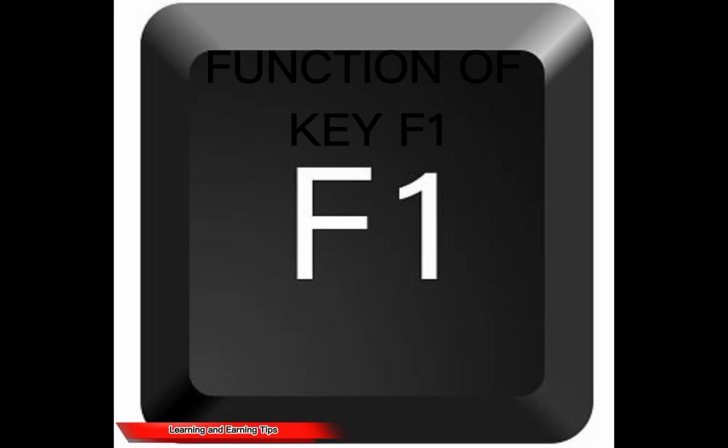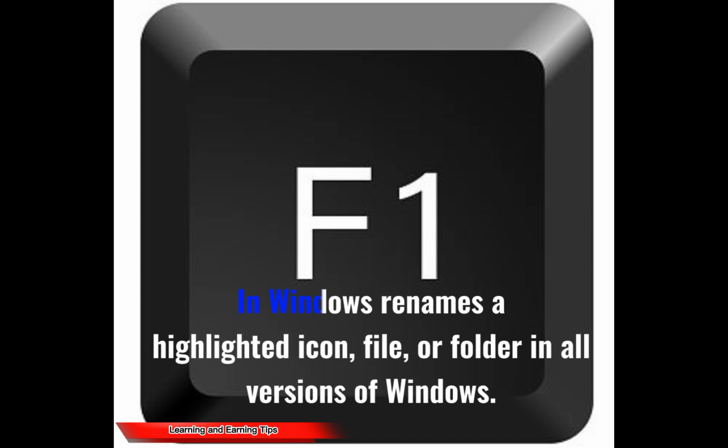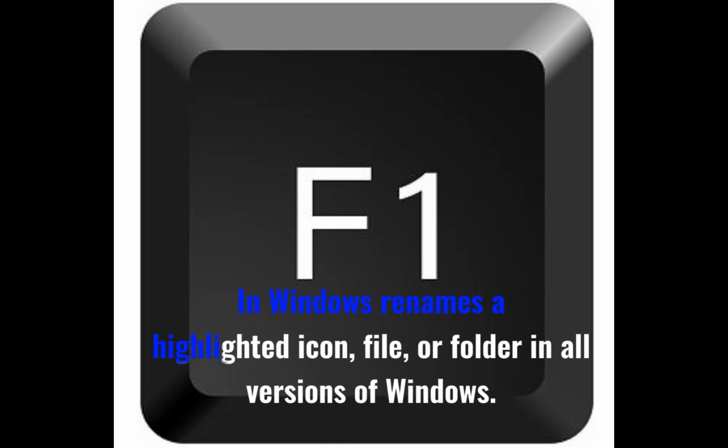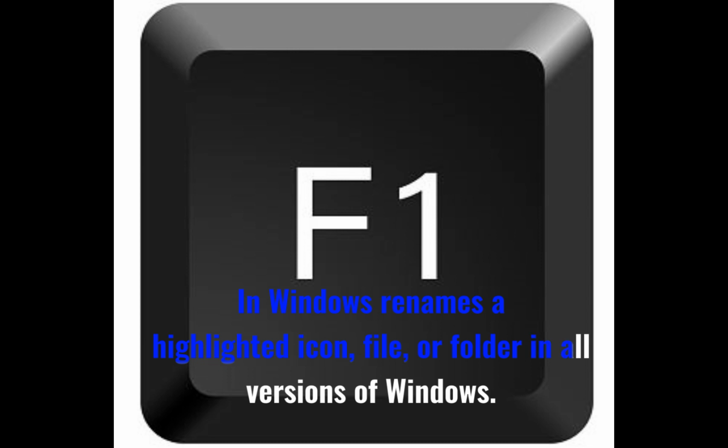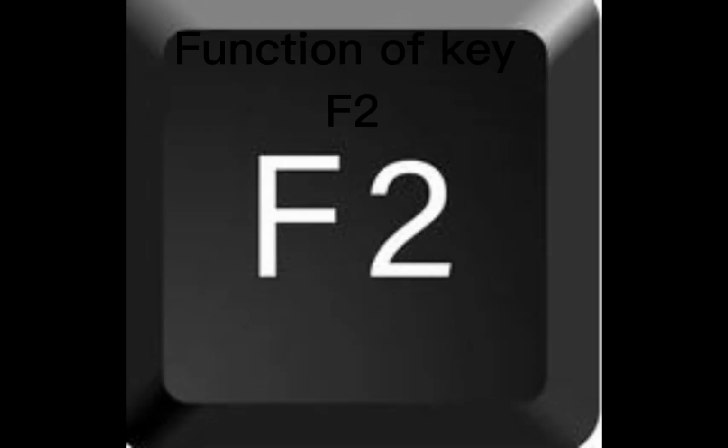Function of key F1. F1 is almost always used as the help key. Almost every program opens a help screen when this key is pressed. Enter CMOS Setup. Windows key plus F1 would open the Microsoft Windows Help and Support Center, and it is also used to open the task pane.